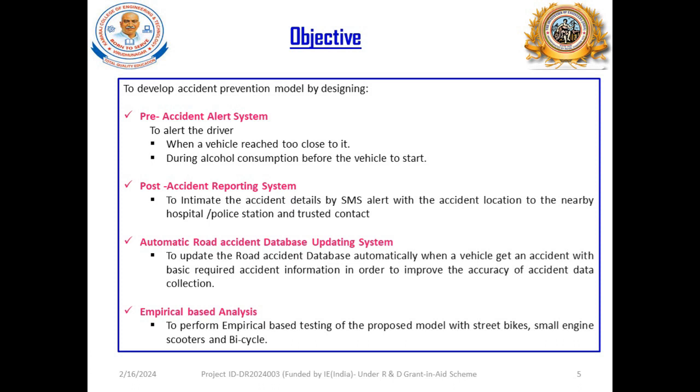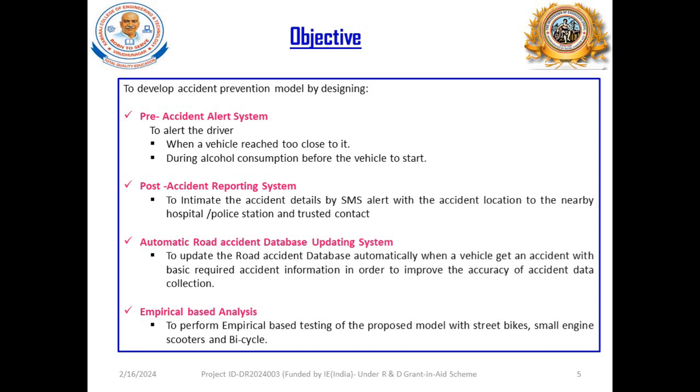So in pre-accident alert system, when a vehicle gets too close, it gives the pre-accident alert warning to the driver, as well as when a driver has consumed alcohol and tries to start the vehicle, it gives the alert. So before starting the vehicle, it gives the alert to the driver. Similarly, the post-accident reporting system is used to intimate the accident details by SMS alert with the basic accident details to the nearby hospital or police station as well as the trusted contact.